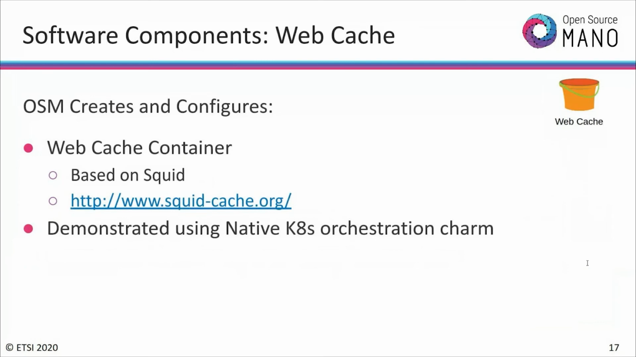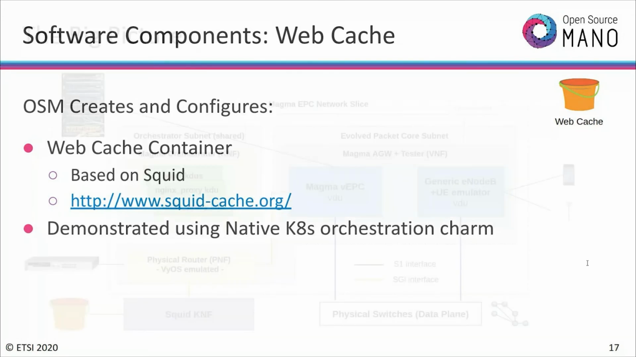The web cache. So OSM is going to create the container based on Squid. We're going to demonstrate this with a native Kubernetes orchestration charm, and we're going to be adding and removing URLs from a whitelist. So Squid by default is set to a lockdown mode, which basically says, it doesn't matter where you're trying to go or what web page you're trying to hit, we're going to give you access denied. And you're going to need to use a day 2 configuration of OSM to add new URLs to the whitelist and allow traffic to pass through it.